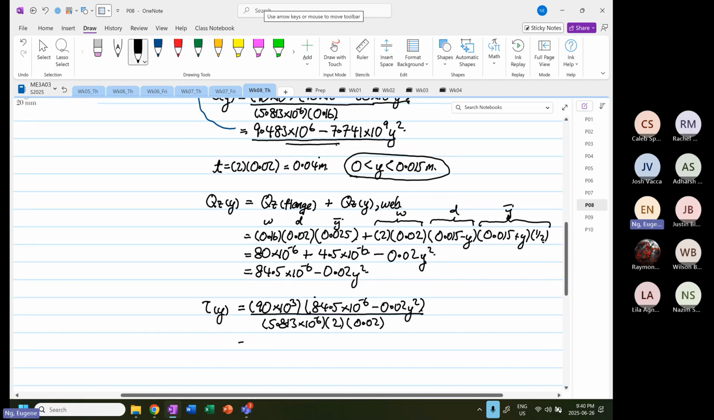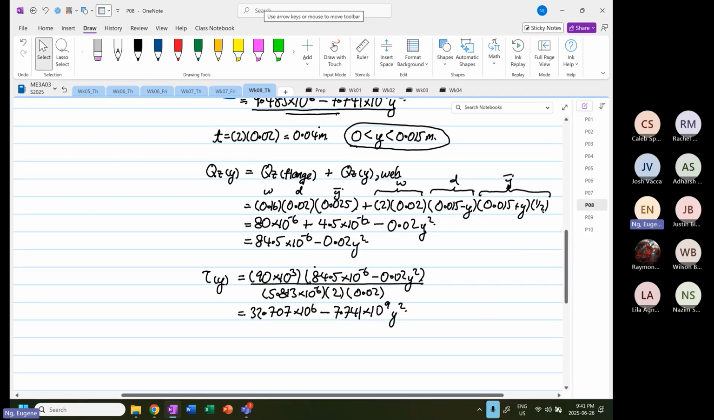So this will be equal to 90 times 10 to the power 3 times 84.5 times 10 to the power minus 6 divided by 5.813 times 10 to the power minus 6 divided by 2 divided by 0.02, which is equal to 32.707 times 10 to the power 6, minus 90 times 10 to the power 3 times 0.02 divided by 5.813 times 10 to the power minus 6 divided by 2 divided by 0.02, which is 7.741 times 10 to the power 9 y squared. Okay, that is the shear stress distribution.